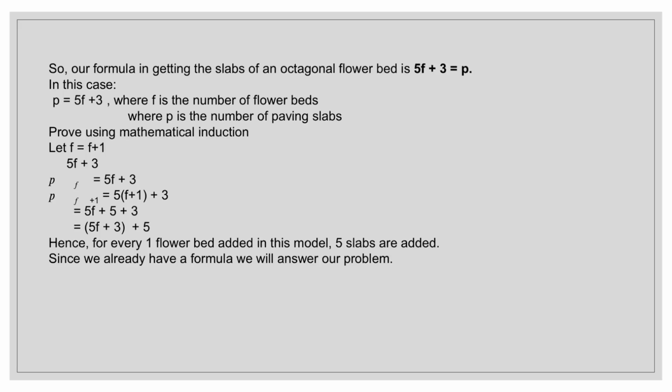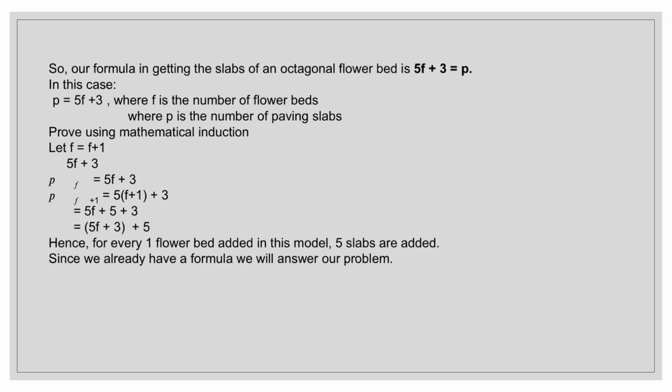Then our formula is p is equal to 5f plus 3. So our formula in getting the slabs of octagonal flower bed is p is equal to 5f plus 3, where f is the number of flower beds, where p is the number of paving slabs. So now, prove using mathematical induction. Let f is equal to f plus 1. Now, we have 5f plus 3 here. Yun yung formula natin. And then, p sub f is equal to 5f plus 3.